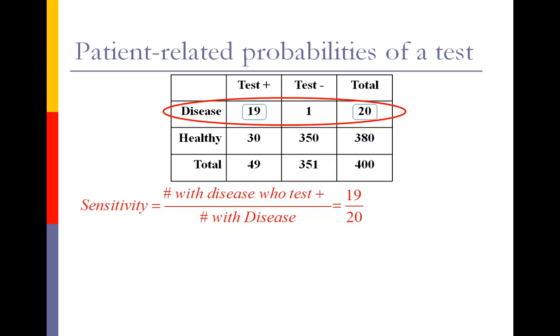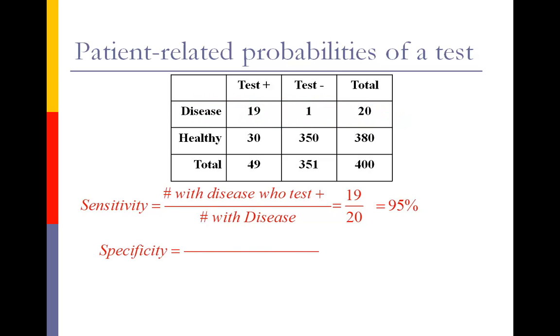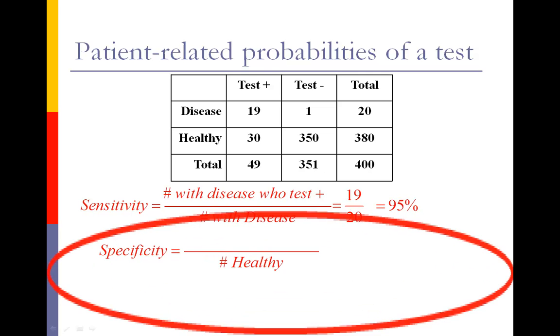The test picked up 19 out of the 20 people who had the disease, and you can write that as a percentage as 95%. Now, what about the specificity? The specificity, remember, is computed under the assumption that the patient is actually healthy. And we are asking, assuming that the patient is healthy, what's the probability?